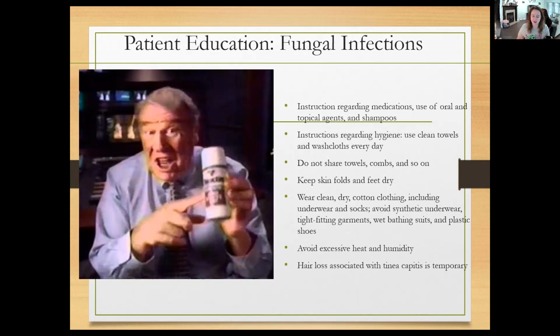So I'm like, hey, I know Tinactin is an antifungal cream, even before I was a nurse. So we want to instruct them on the use of oral and topical agents and shampoos if it's the Tinea capitis, instructing on hygiene, using clean towels, not reusing your towels or wash rags. Don't share your towels. When you get out of the shower, make sure you fully dry off, get in between your skin folds. Wear clean, dry cotton clothing, including your underwear and socks. A lot of athletes suffer from this because they do sweat a lot, and then they're in that uniform and they don't wash it, or they don't wash their gym towels, especially teenage boys.